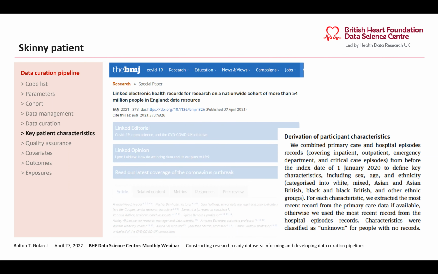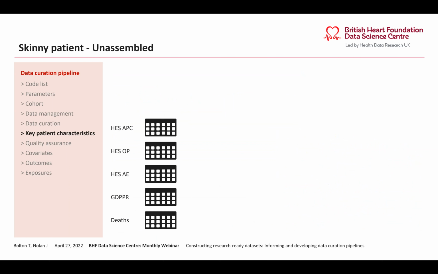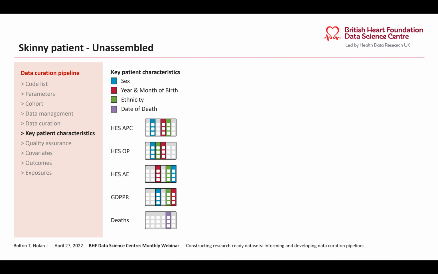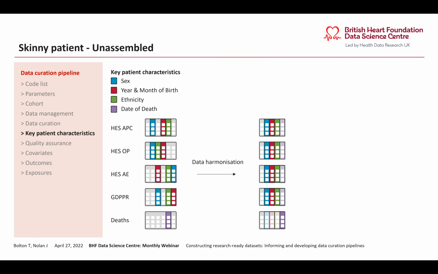So it actually involves two stages. The first stage is to produce the unassembled table. Here we're taking the HES admitted patient care, the outpatients, accident and emergency, GDPPR and deaths tables. We identify the columns of interest for each table and harmonize the data to standardize variable names and formats so that we can concatenate, union or append these data sets together to form a long table. For CCU 002, this included more than 10 billion records.